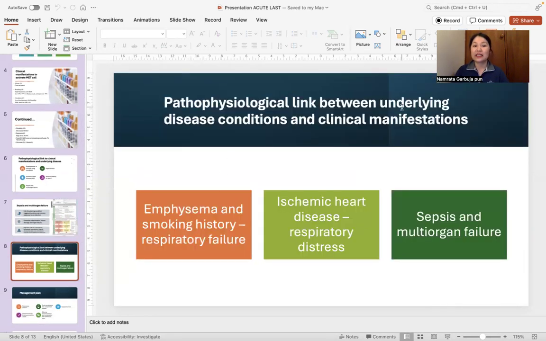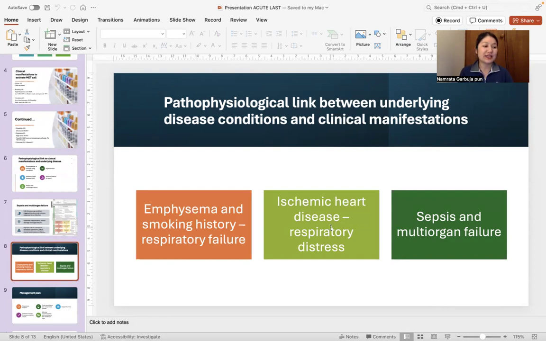Pathophysiological link between underlying disease conditions and the clinical manifestation. Now let's talk about emphysema and smoking history. She has a history of emphysema and has been smoking for many years. It shows that she has already compromised her lungs over the years. And due to emphysema, air entry in the lungs is reduced and respiratory rate is increased. And also ischemic heart disease.